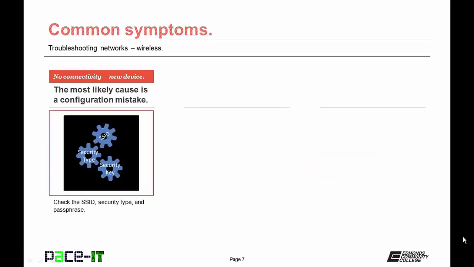The first common symptom that we're going to talk about is no connectivity if it's a new device going onto the network. And the most probable cause in this case is a configuration mistake. Check your SSID, security type, and passphrase to ensure that they are correct.